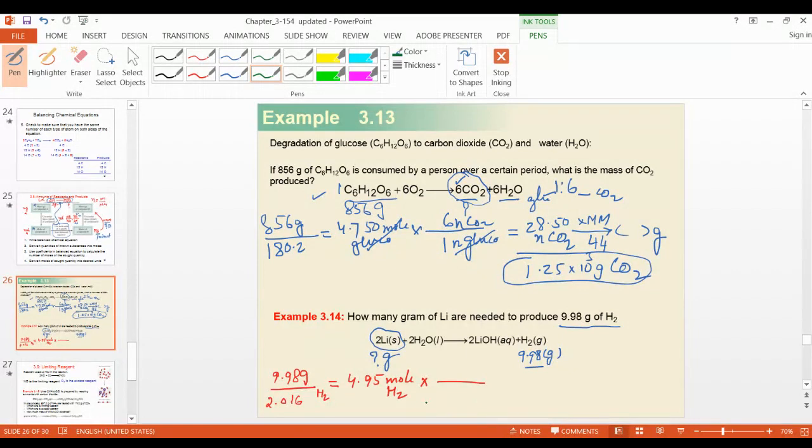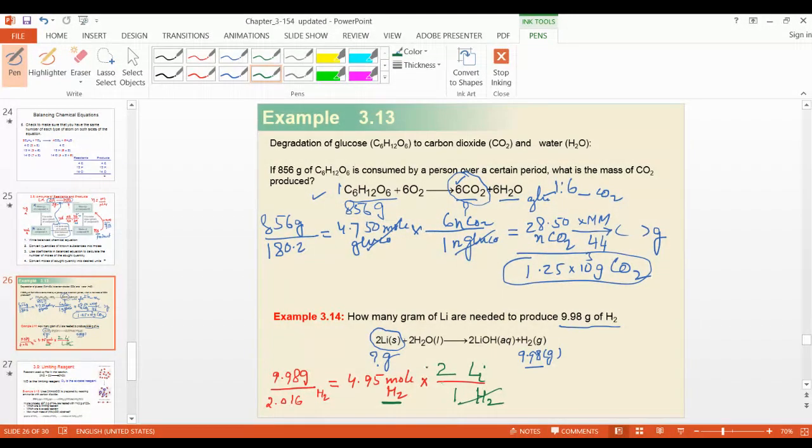Remember that whatever is given here always comes at the bottom, and what is going to be asked always comes on top. Remember that. So this ratio you get from the equation, sorry. So 2 moles of lithium I write here, and 1 mole of hydrogen. This ratio you get from the equation.